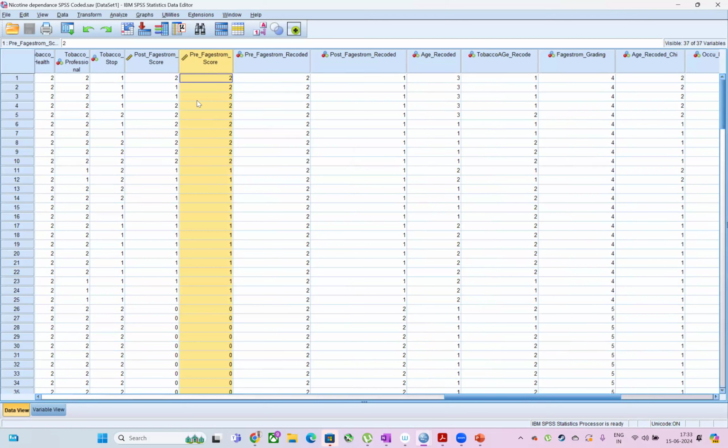Marital status has 2 categories: 1 is unmarried and 2 is married. So what statistical test should I use? Yes? What test?